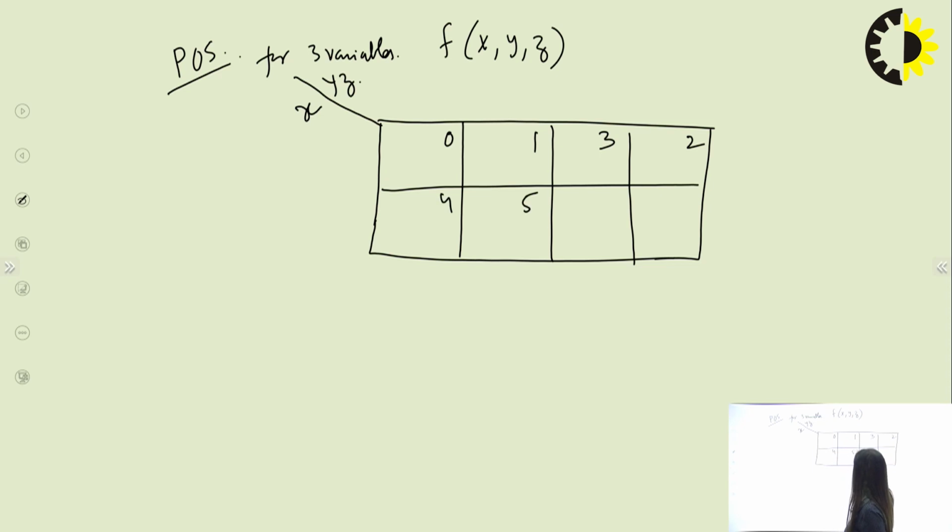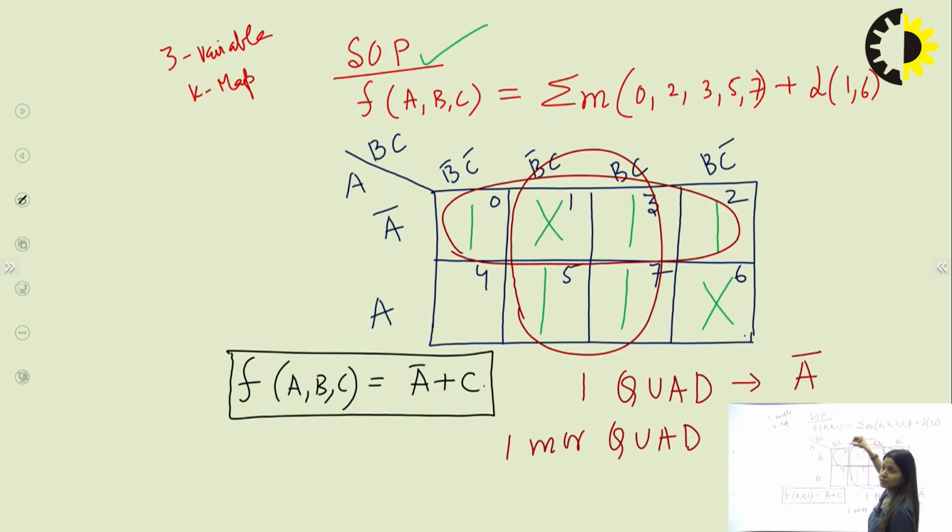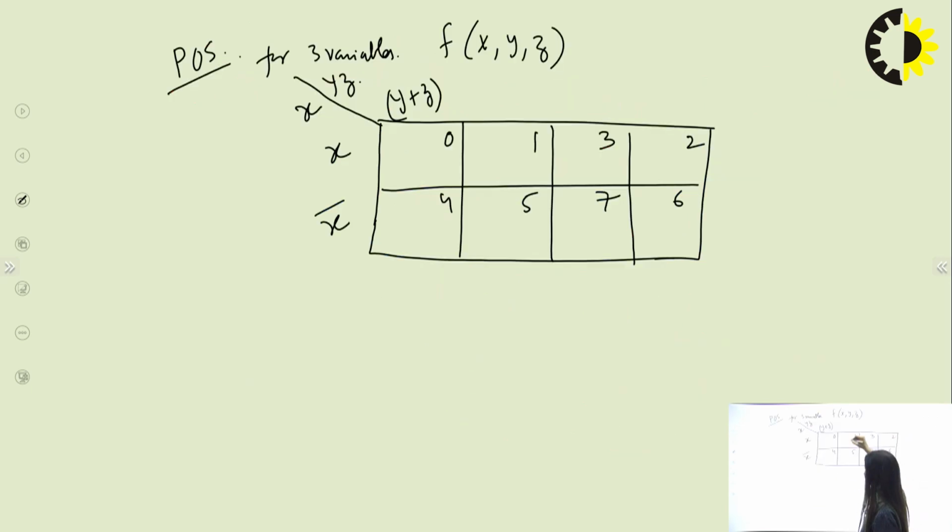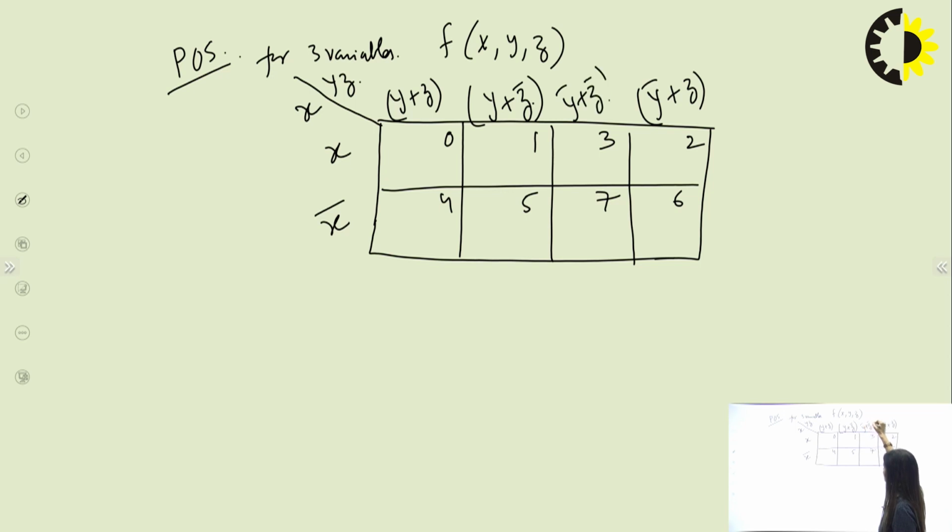horizontal, 0 to 7. Here you will write. Now it is product of sum. Product of sum. Here you will write x and then x bar. Okay. And here you will write y plus z. Here, see, here it was b bar plus c. Now you will write y plus z bar, y bar plus z, and y bar plus z bar.